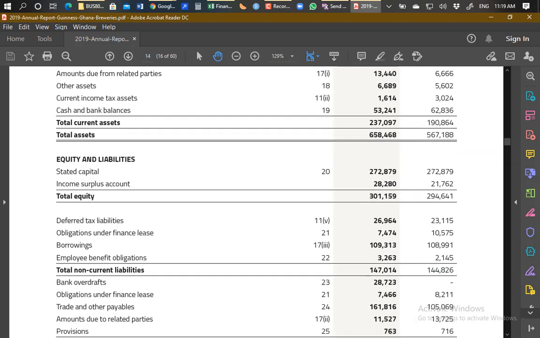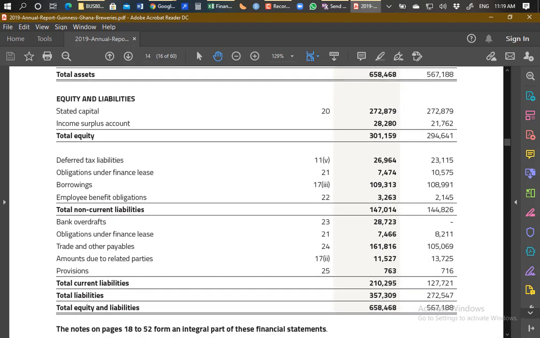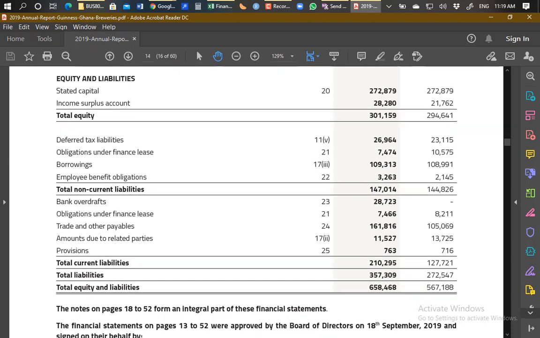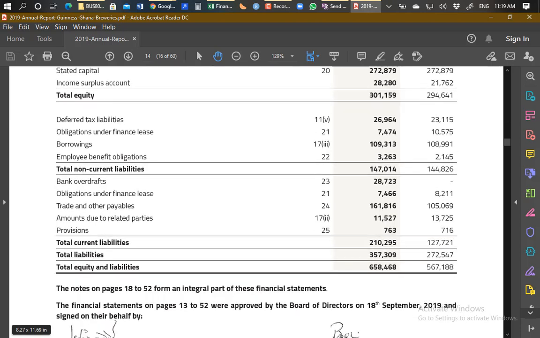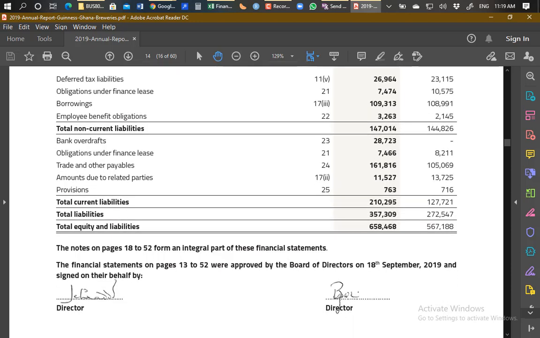Then equity and liabilities, we have the equity to be this. Liabilities, we will show long-term liability or non-current liability, and then also show current liability, and then show the total of the two. When we add the total liability to equity, we get total equity and liabilities, and it should be the same as our total assets. So 658,468,000, same as the total assets.